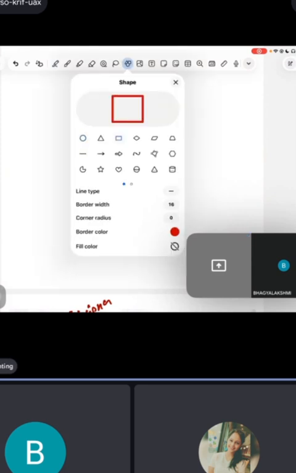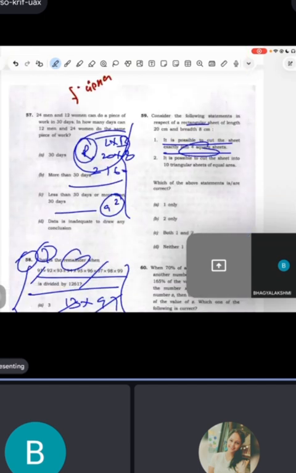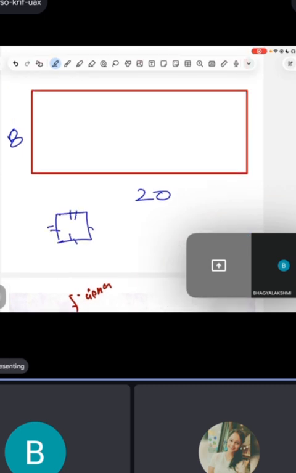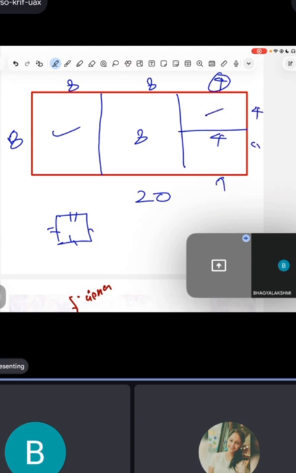See here, the length is 20 and this is 8. Now we have to make 4 squares. But the condition is that a square has all sides equal, and here it is 20 and 8. So that is difficult. But guys, I can make it 8 also. So this is 8 and this is also 8, so one square is there. This is again 8, so another is there. Now how much is left? 4 is left, so here also 4 is left. I have divided it: 4, 4, 4.